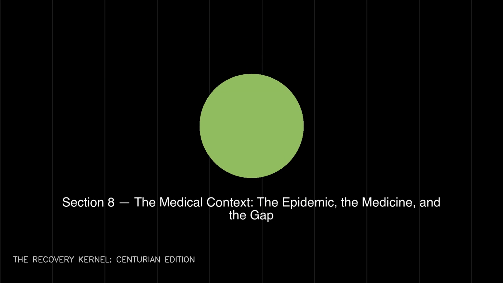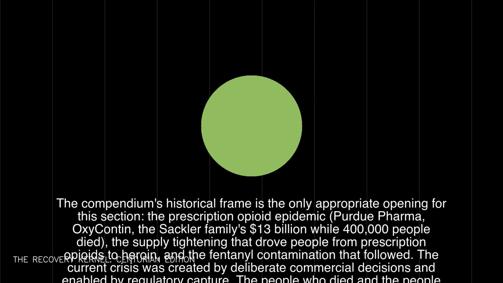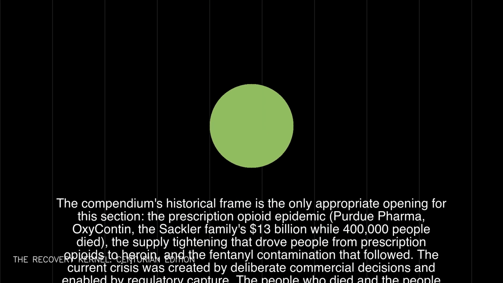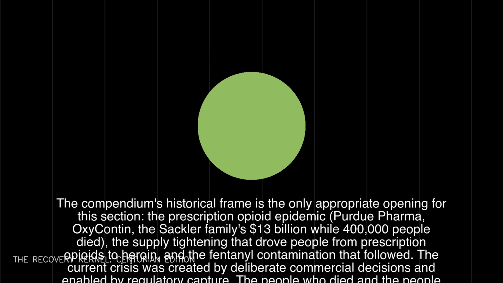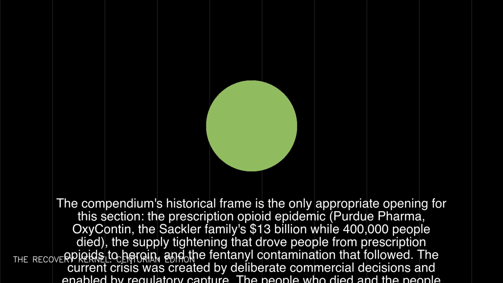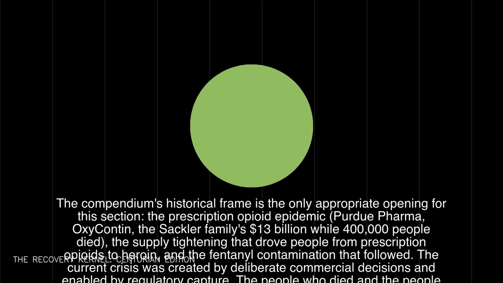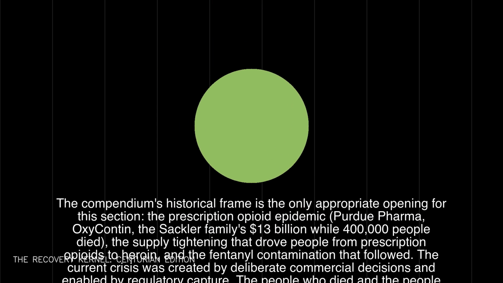The natural endorphin architecture. Section 7, Navigating the Recovery Kernel, your protocol map. Section 8, The medical context: the epidemic, the medicine, and the gap. The compendium's historical frame is the only appropriate opening for this section: the prescription opioid epidemic, Purdue Pharma, OxyContin, the Sackler family's $13 billion while 400,000 people died, the supply tightening that drove people from prescription opioids to heroin, and the fentanyl contamination that followed.